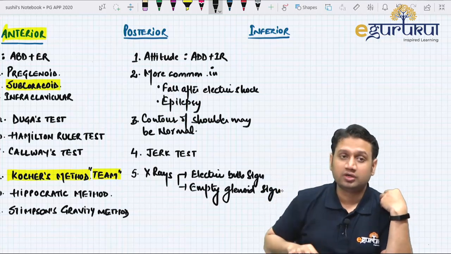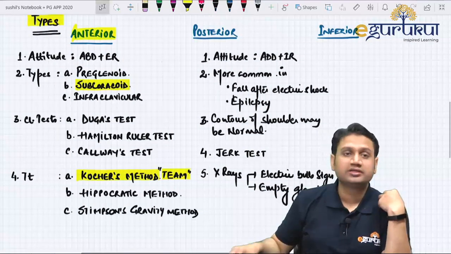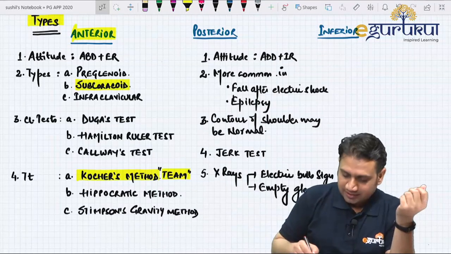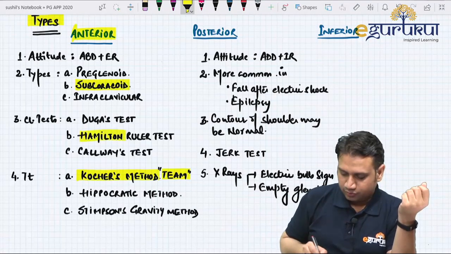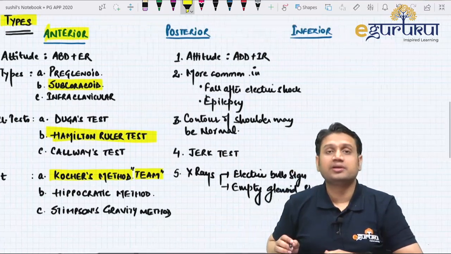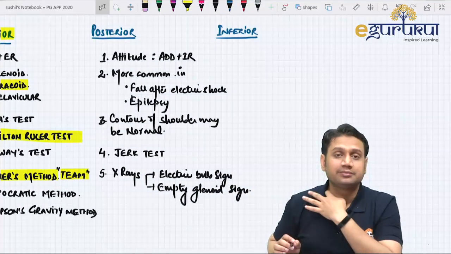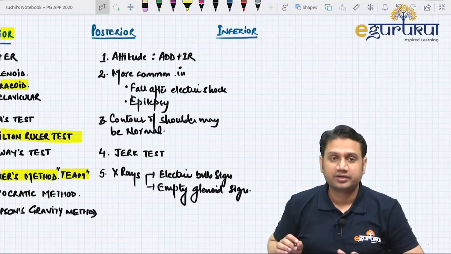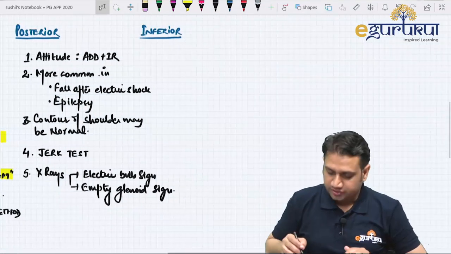shoulder remains normal, which is not the entity in anterior dislocation, because the test we are doing is the Hamilton ruler test. That simply tells you that the contour never remains normal in the anterior dislocation, it is always disrupted. Okay, so 5 points about the posterior dislocation.